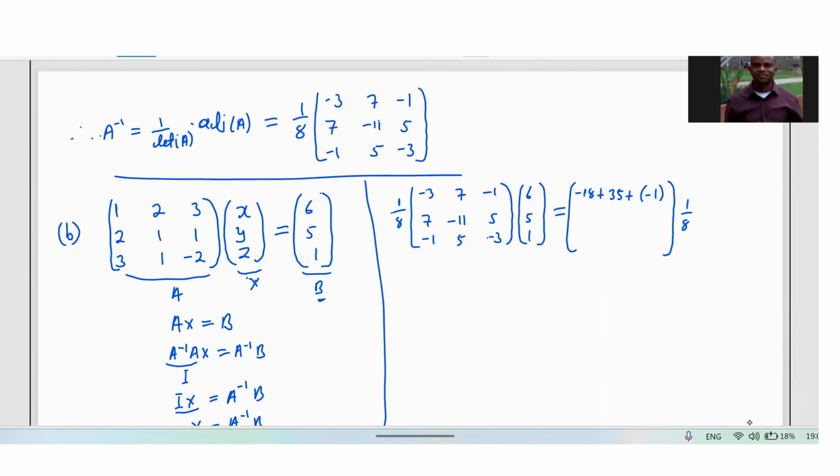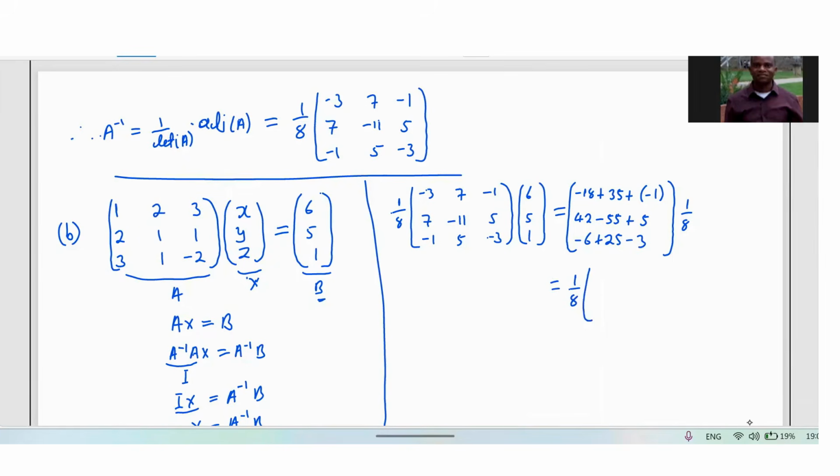Let's go to the second row. We have 7 times 6, which is 42. Then negative 11 times 5 gives us negative 55. Then 5 times 1 gives us positive 5. The last row, we have negative 1 times 6 is negative 6. Then 5 times 5 is positive 25. And negative 3 times 1 is negative 3. So what we get is, we now write properly 1 over 8.